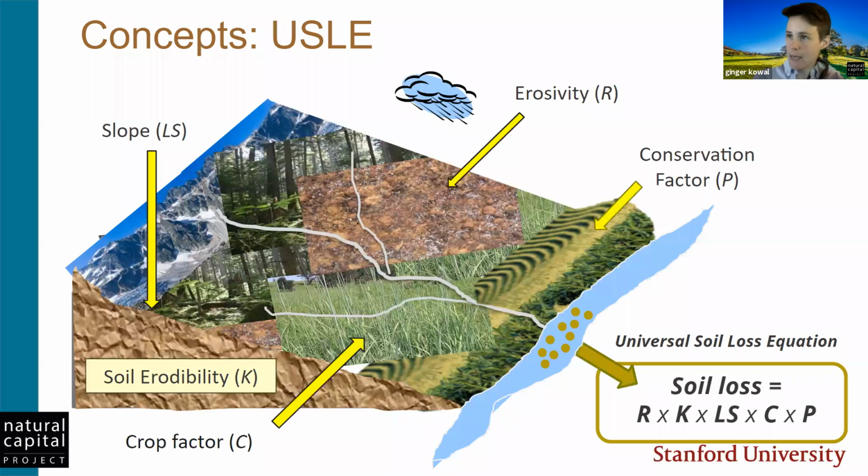So USLE is predicted annual erosion in tons from this pixel. And it's the product of those five factors. This gives us how much sediment we expect to come off of the pixel.